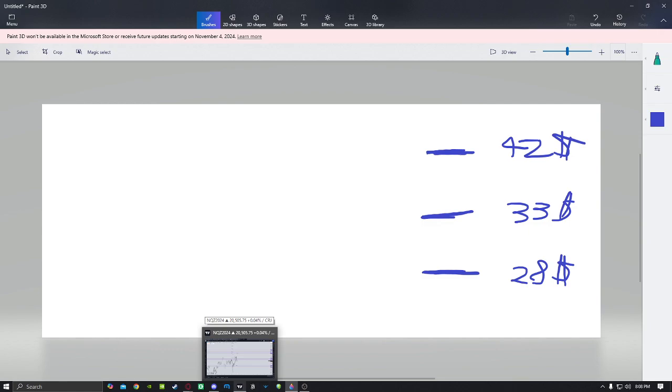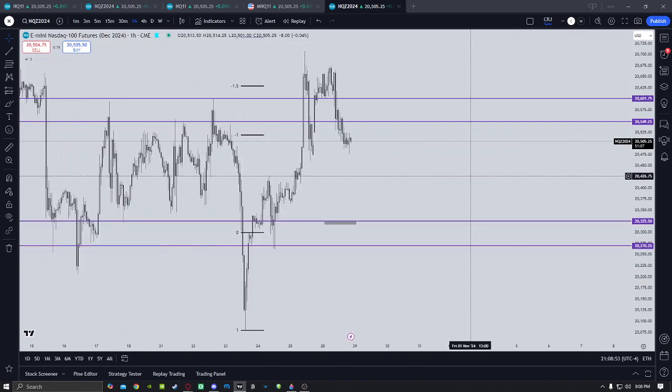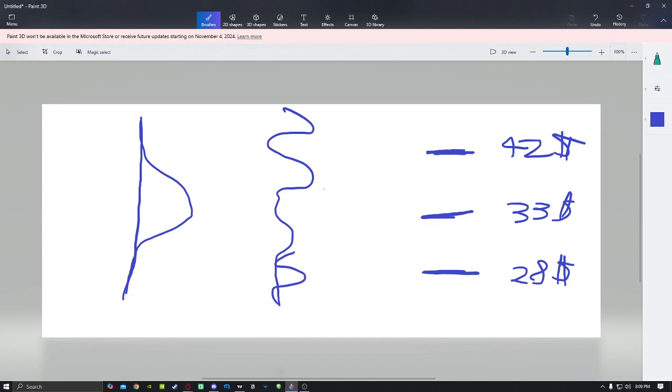So in the auction, obviously you want to buy it under and sell higher, and it's just fair value. What you usually see is a bell curve like this, or you can also see a line profile that goes like this. This is fair value. This is where the most volume is traded, the POC.